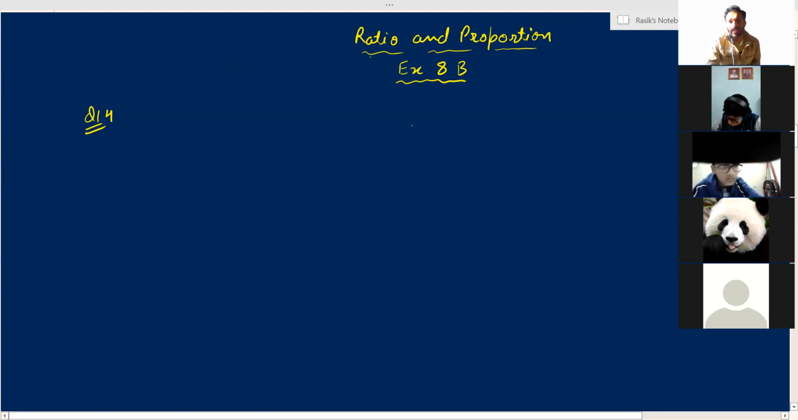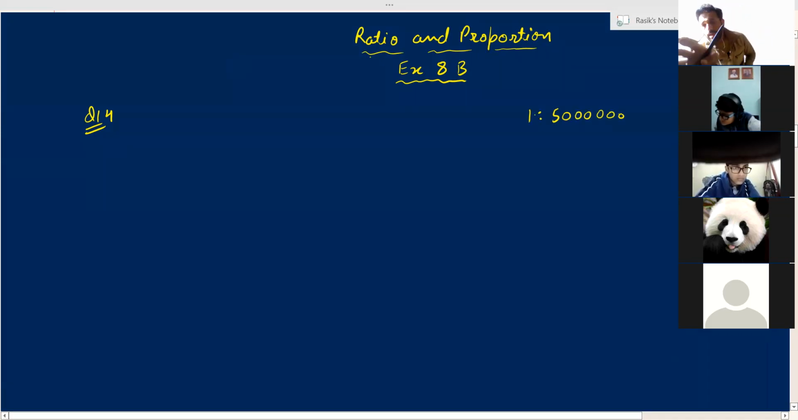What is the meaning of scale 1 is to 50 lakh? Anyone knows it or not? So 1 centimeter is equal to 50 lakh centimeters. Not kilometers, centimeters only. Listen. You all know that a map is a very small version of the actual distances between two towns or two countries. Do you all know this? A map is a very small version, right?